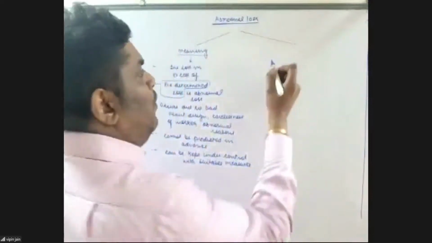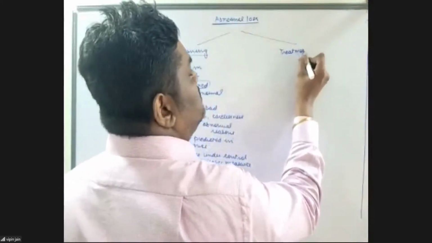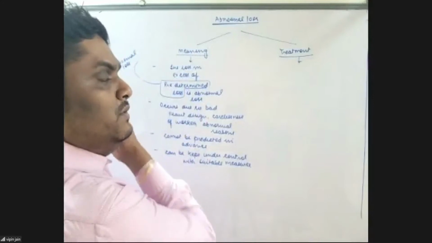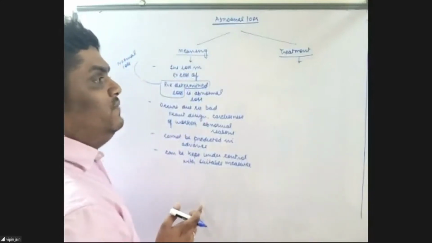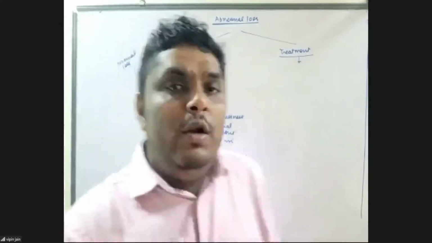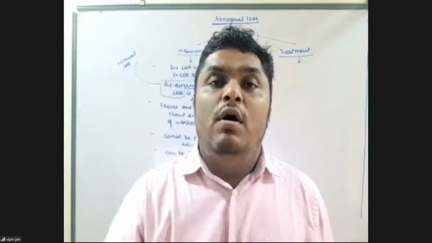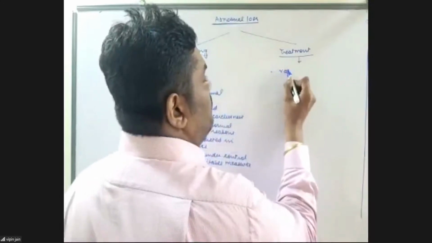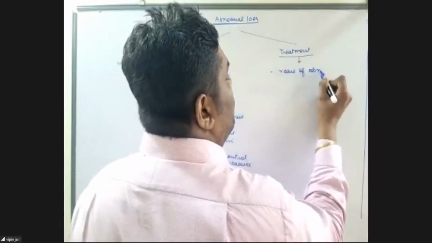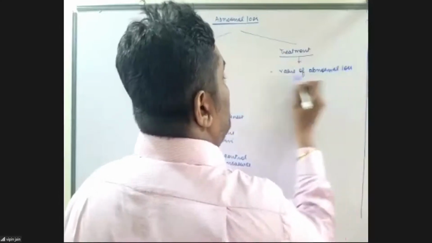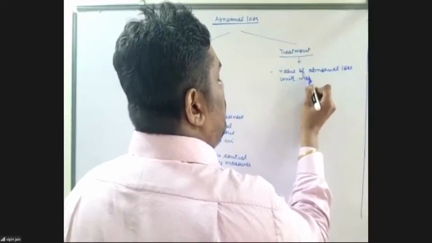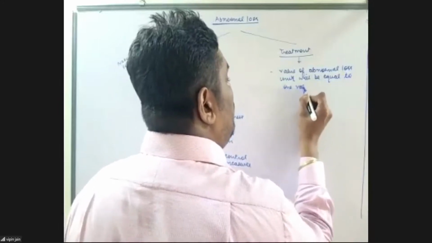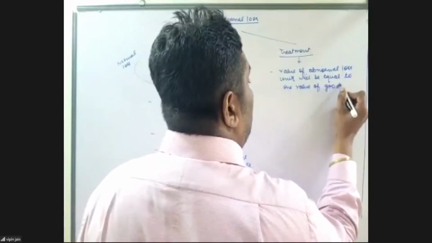Further, when talking about the treatment of abnormal loss, the treatment is very simple, wherein the value of abnormal loss units will be equal to the value of good units.